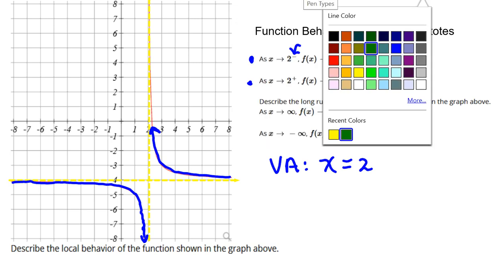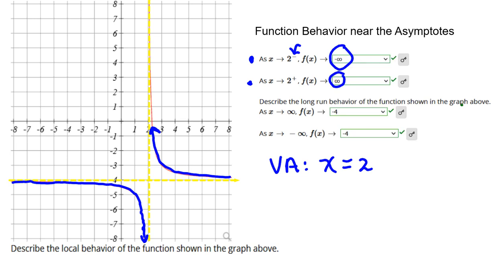Now the next part of this question says as x approaches positive infinity. So let's get back on the function and approach positive infinity on the x-axis going this way, where the x values get larger and larger. What's happening with the function there? Well, all the y values are getting very, very close to negative 4, where there is a horizontal asymptote at y equals negative 4. So the function values are approaching negative 4.